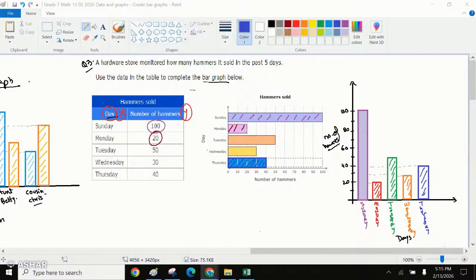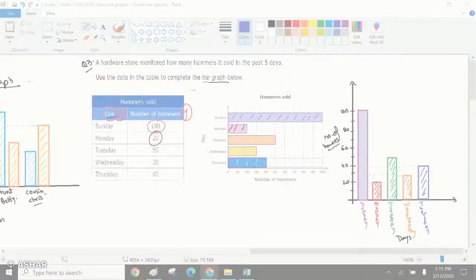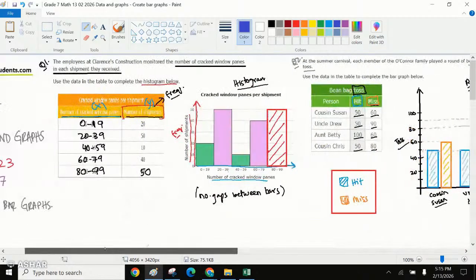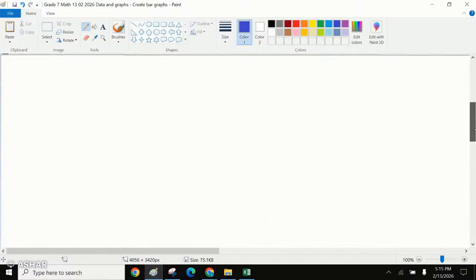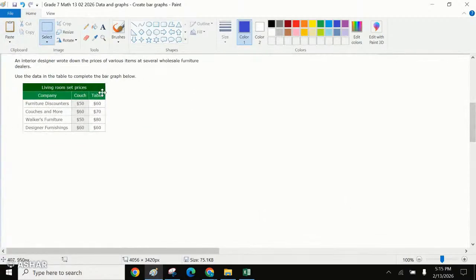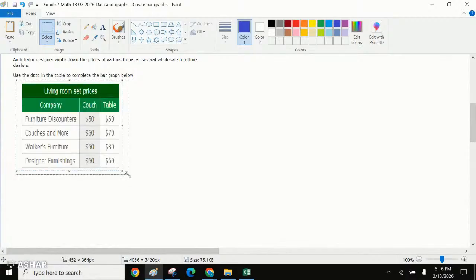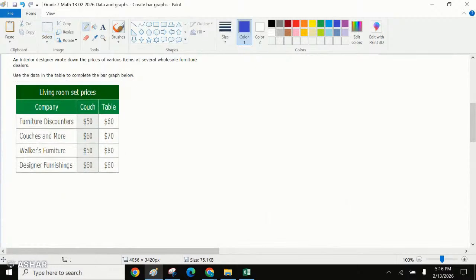Okay, I'll prefer doing the question such that partial of the question is given to us and we'll try to complete it. Okay, so the next question says an interior designer is there. A bar graph is usually used when we are trying to compare one or two, more than one value for a given person or given entity, right? So let's suppose in this particular question, what they are saying is a designer wrote down the prices of various items, right, at several wholesale furniture dealers. This is our question number 4.